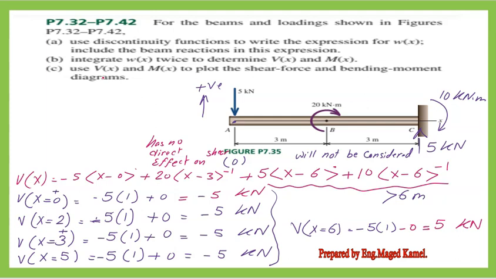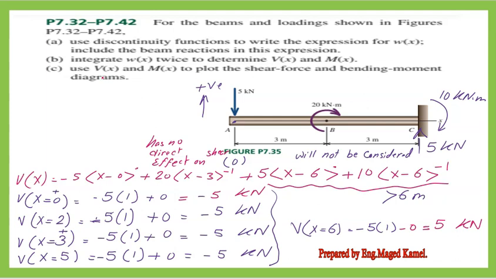We will write it as V(x) equals minus 5 multiplied by (x minus 0) to the power of 0, plus 20 (x minus 3) raised to the power of minus 1, plus 5 (x minus 6) raised to the power of 0, plus 10 (x minus 6) raised to the power of minus 1. The first item will be valid all over the length, while the moment expression has no effect on the shear calculation. It will be disregarded, and the third and fourth items will be disregarded because they will act only when x is bigger than 6 meters.